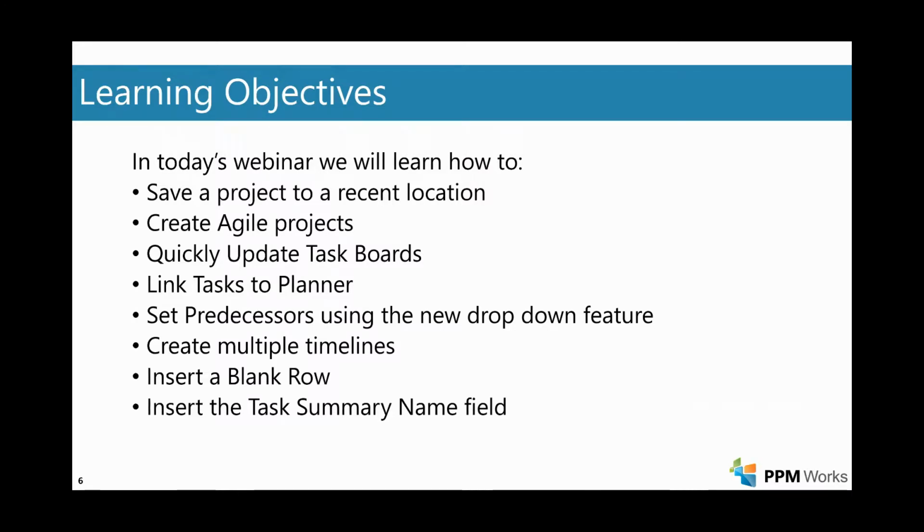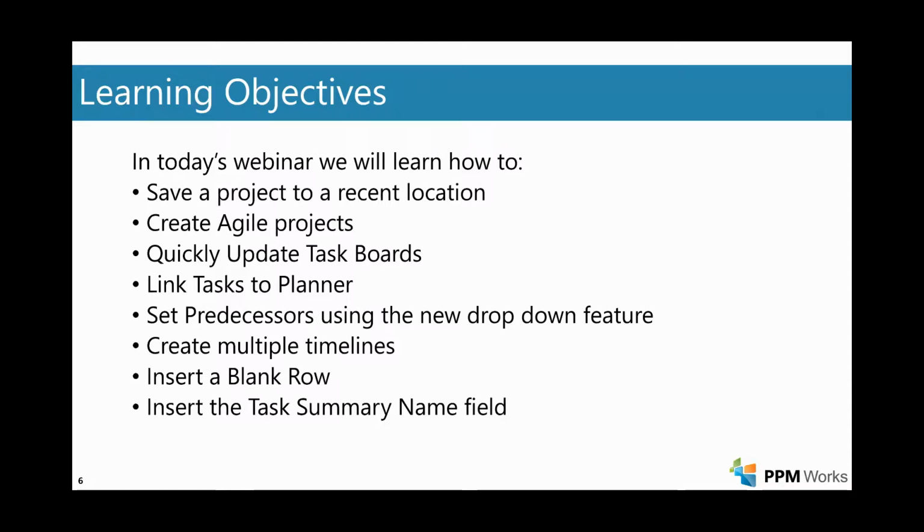All right, so our learning objectives today. We're going to learn how to save a project to a recent location. That's relatively new. That came out in the last update. We're going to also talk about creating agile projects and some of the updates now to the new task boards. We're going to talk about linking tasks to Planner. We're going to talk about setting predecessors in the new drop-down feature. I'm going to show you how to create multiple timelines and how you can name each of those timelines as well. We'll talk about the new insert blank row and also the new task summary field.